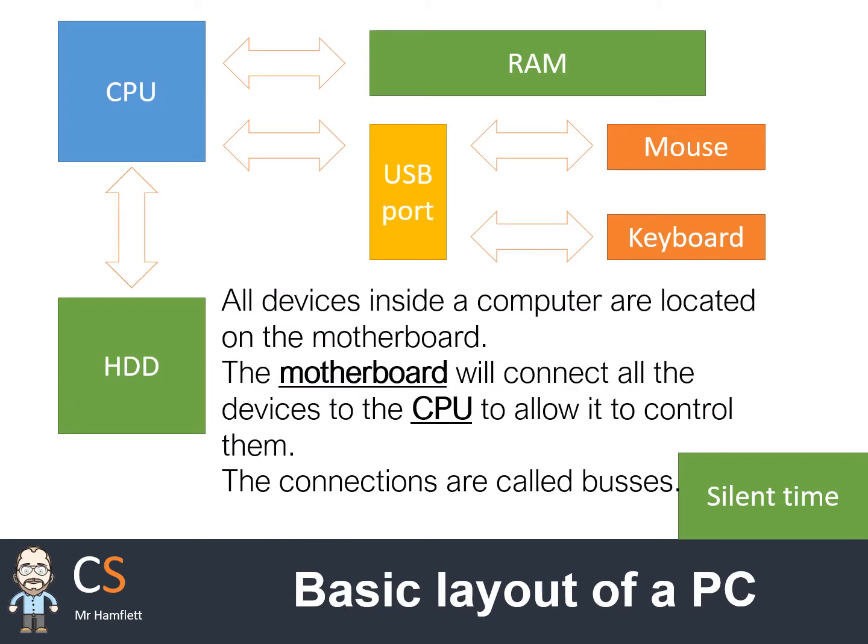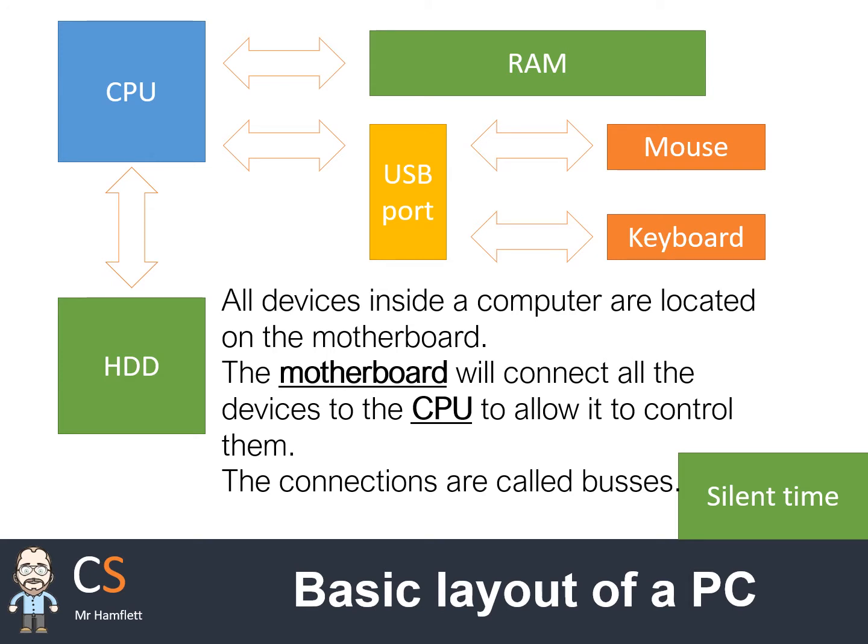The basic layout of a PC is on the screen. This is a very simplified diagram. The CPU, remember, is at the heart. It's synchronizing the instructions and sending control signals to every single part of the computer. The CPU is connected to all the different devices using a bus, and those control signals that the CPU sends out go down these buses.